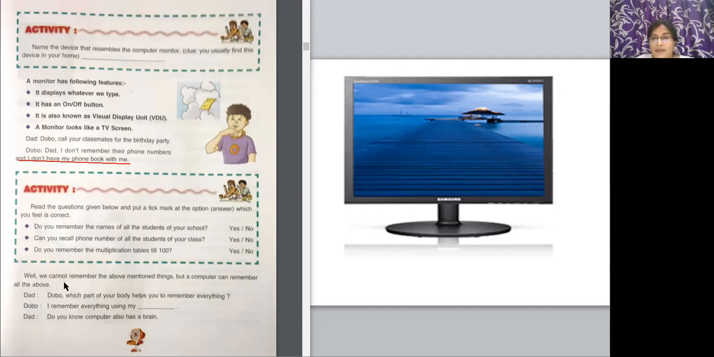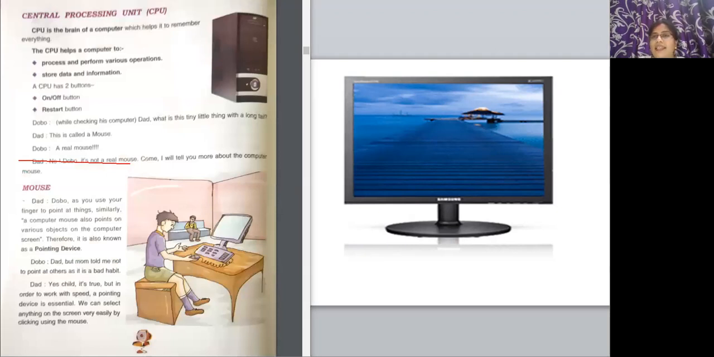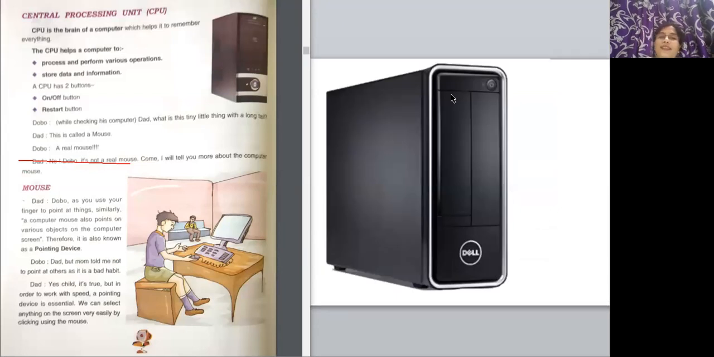We cannot remember things, but the computer is a machine which remembers every single thing which we feed in. Now tell me, which body part helps you to remember things? Yes, it is our brain which helps us to remember everything, correct? So which part of the computer is the brain of the computer? Yes, it is our CPU. CPU is nothing but Central Processing Unit. C stands for Central, P stands for Processing, U stands for Unit. So the CPU is the brain of the computer.